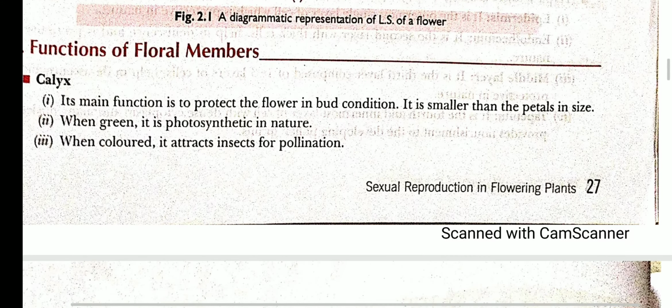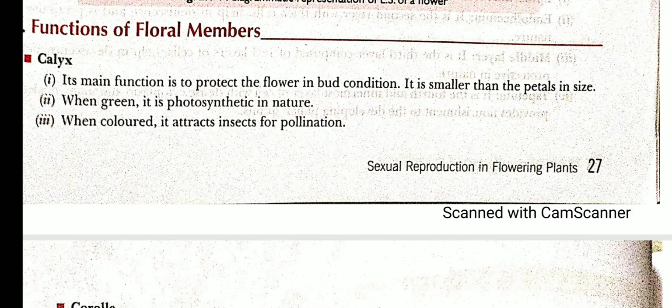First of all, calyx. As I already told you, calyx is the outermost whorl, which is green in color and an accessory whorl. So, it protects the flower in the bud condition, and it is generally green, and hence it has a significant role in photosynthesis also. So, it is photosynthetic in nature. If it is colored, as I told, it might be colored in some flowers, then it attracts the insects for pollination. These are the three functions of the calyx.